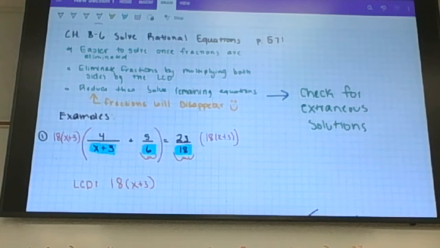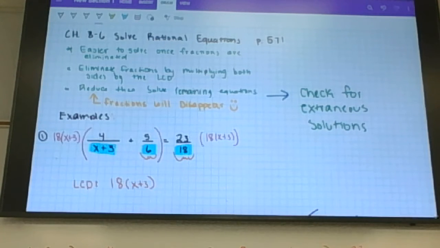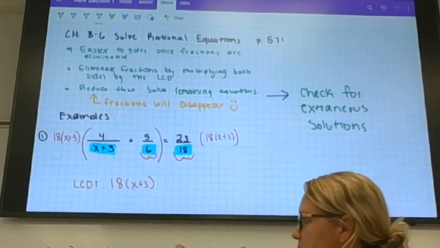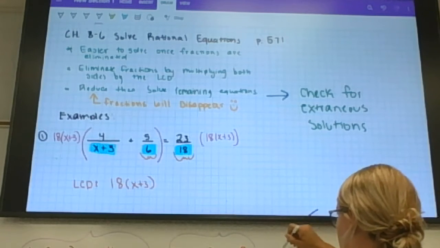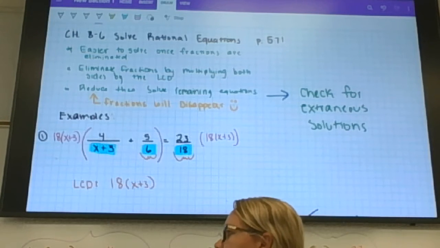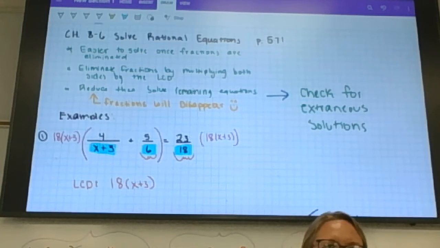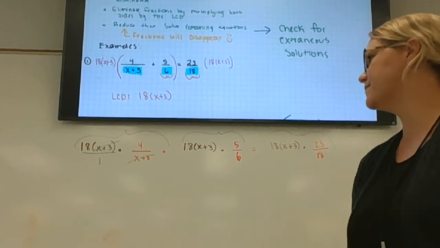So after you pick your LCD, and that just comes with practice, that's not something that you just wake up knowing how to do. You gotta practice it. You write it next to every part of the equation. And then we reduce. So we're going to reduce diagonally. So we look at each little bit here separately and reduce them accordingly. So here, what we'll reduce is the x plus 3's. And all I have left to multiply is 18 times 4. 72.